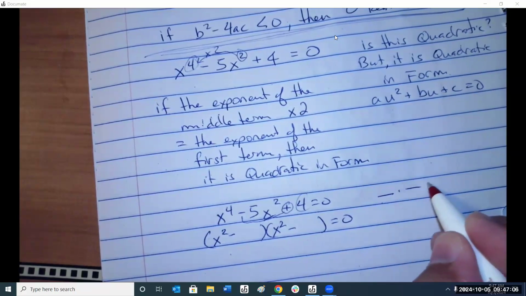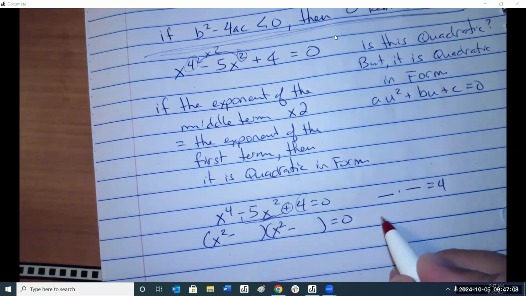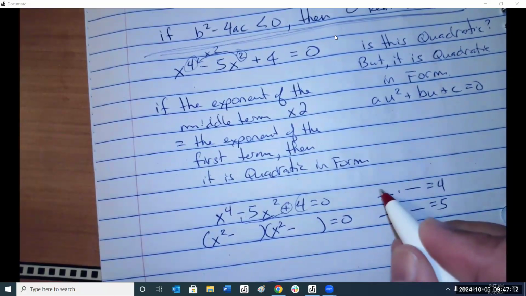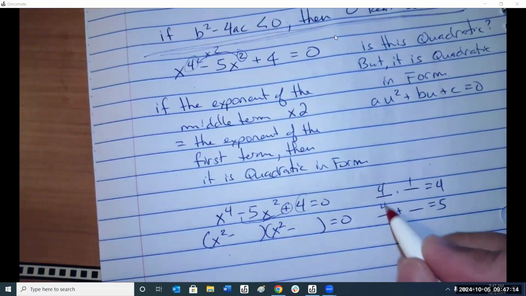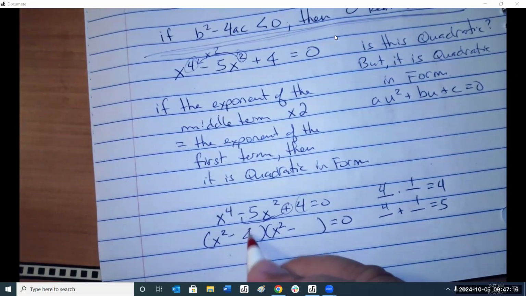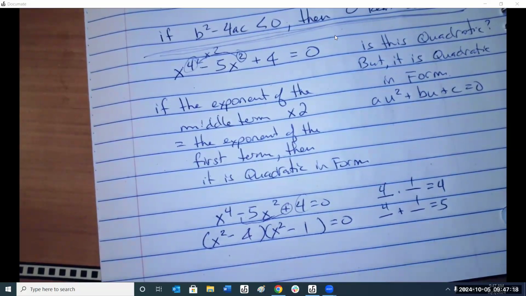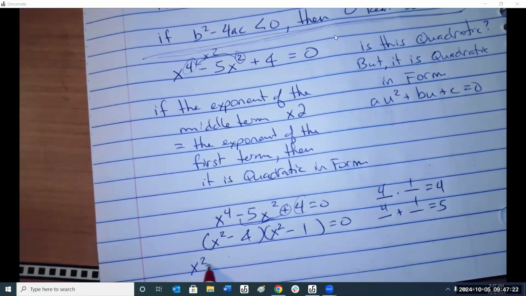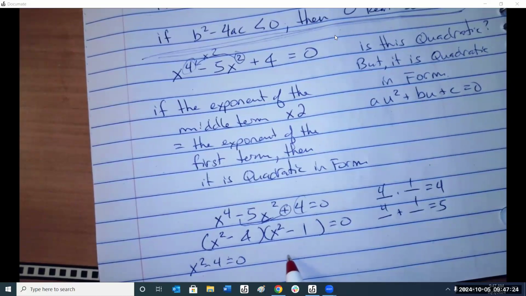What times what equals 4, that when we add them, we get 5? 4 times 1. Now we take both of these and solve.